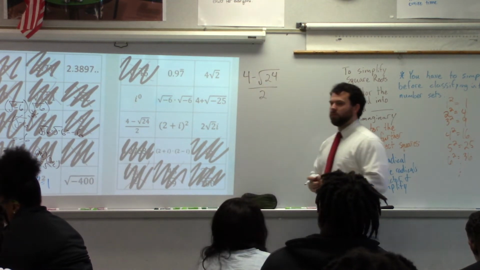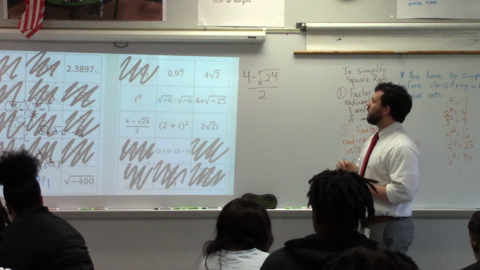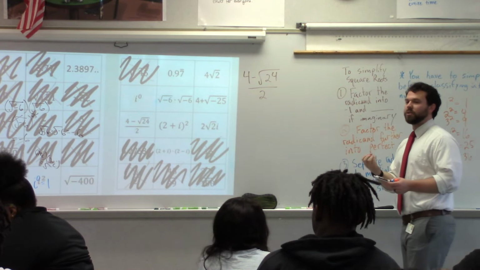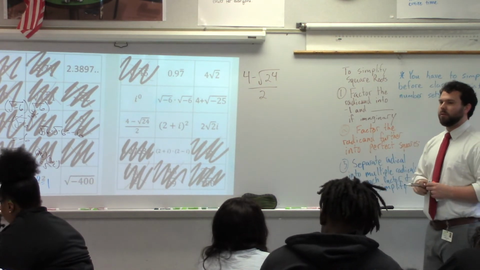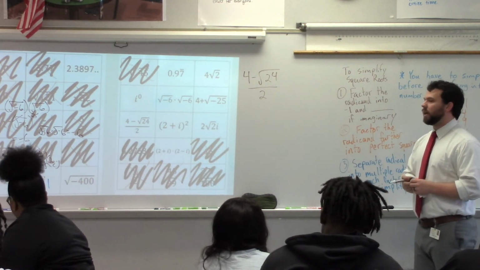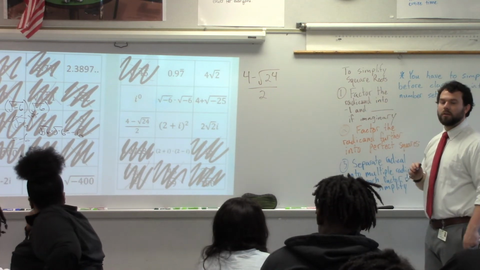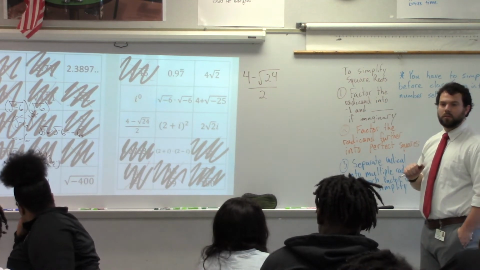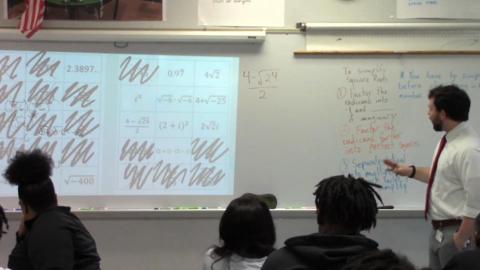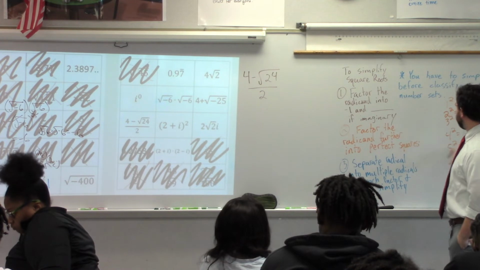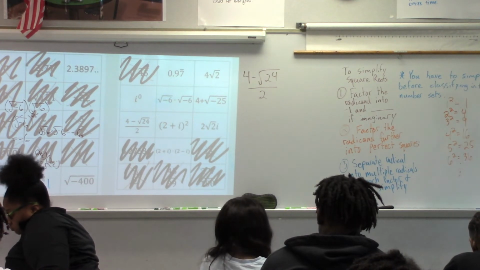Is that 2 a radical? The 2 is not the radicand. What would be the radicand? 24, right? What's underneath the radical? So when I look at that 24, first off, I'm not going to worry about the first step. Why? Because 24 is not negative. But I might worry about the second part with perfect squares. Does 24 have any perfect squares in it? No. You sure about that?